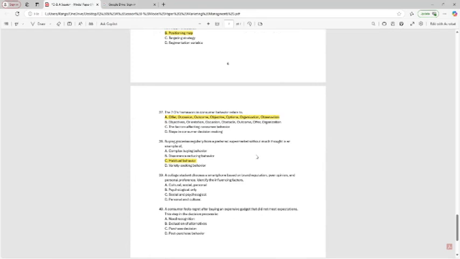Habitual behavior. Oh, that's right. So, question number 39. A college student chooses a smartphone based on brand reputation, peer opinion, and personal preference.